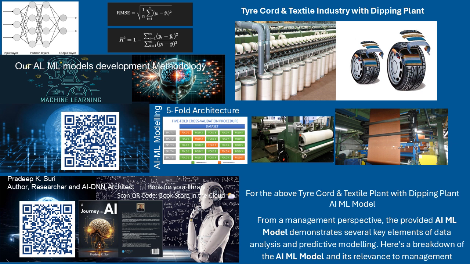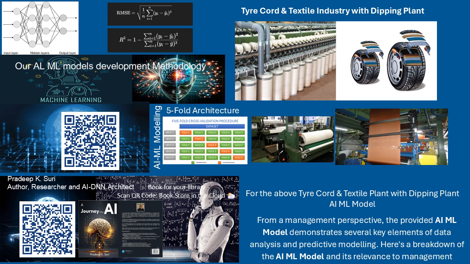Dipping tank. Though not fully visible, the machine likely has a dipping tank filled with rubber compound where the textile cord is submerged for coating. Overall, the image provides a glimpse into the initial stages of tire cord production, where the textile base material is prepared for integration into tire construction. For the above tire cord and textile plant, tire cord looms, with dipping plant AIML model.